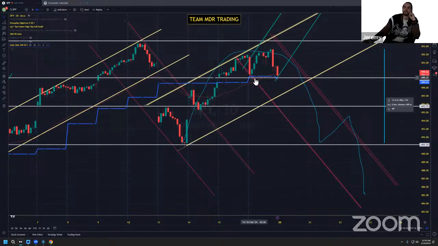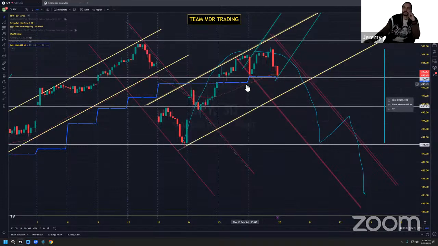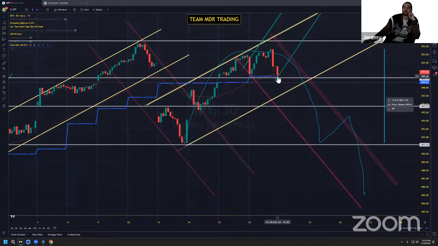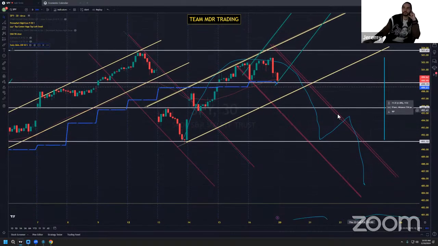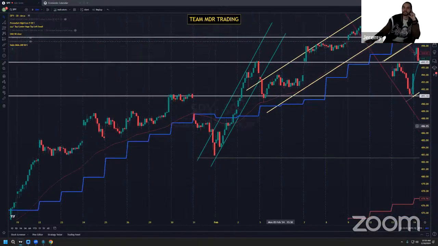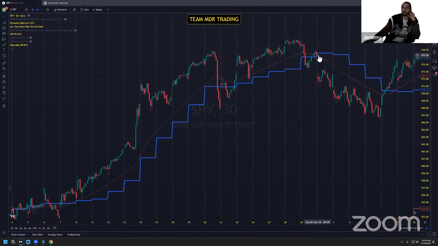I need a clean break, right? I say this every time, and I'm going to say it again. I'm going to put an alert here. A clean break is a 30-minute candle below without a wick touching, right? I'm not going to go into detail. I'm going to get a 10-point move, right? Clean break of this blue line, the 5-day moving average. Every time we break the 5-day, boom, 10 points.